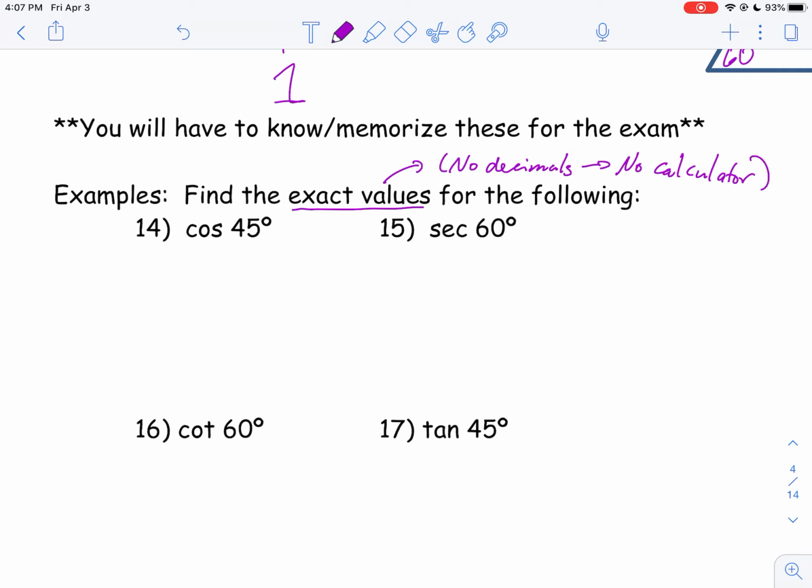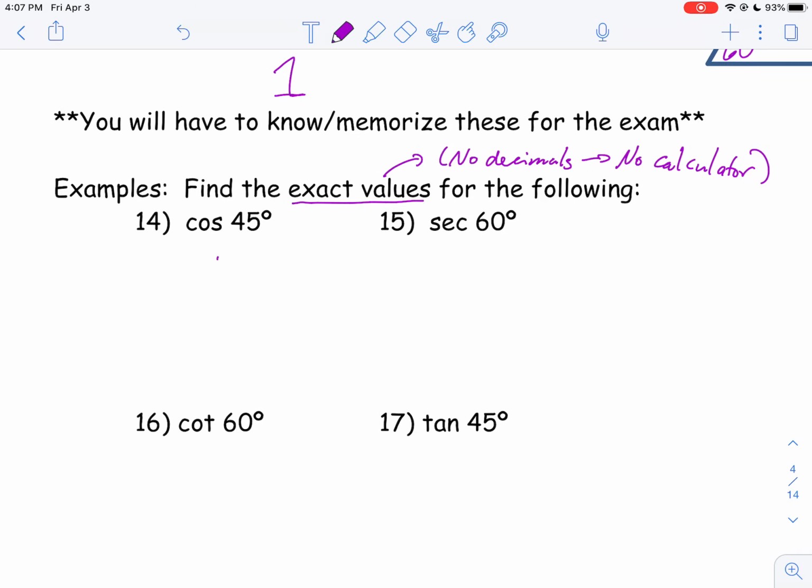Now, let's take a look. Cosine of 45. How can you find cosine of 45 without a calculator? Well, it's easy. You just need to draw a triangle. Okay, you might be thinking, I can draw a 45, 45, 90 triangle. But I don't know anything about the triangle.